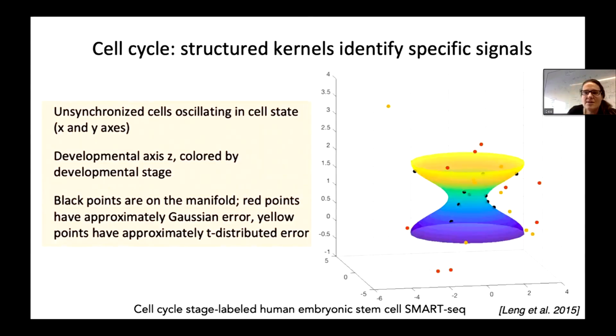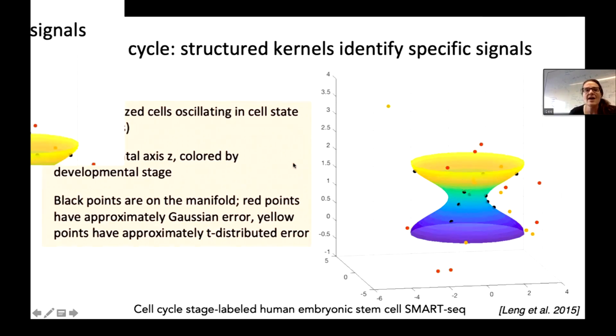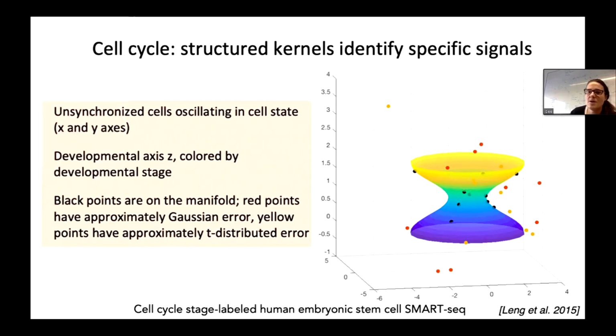So another thing we did was to look at the cell cycle stage labeled human embryonic stem cell data set from SMARC-C. So this was a data set that was published in 2015. And these are unsynchronized cells. They're oscillating in cell state. So these are XYZ for our particular latent manifold. And you can see that the developmental axis is actually the Z-axis, and this is going to be colored.